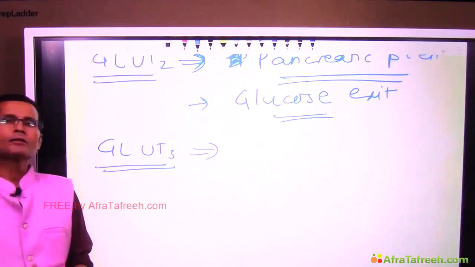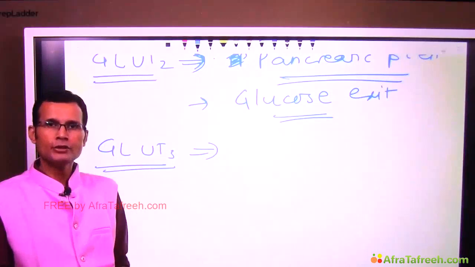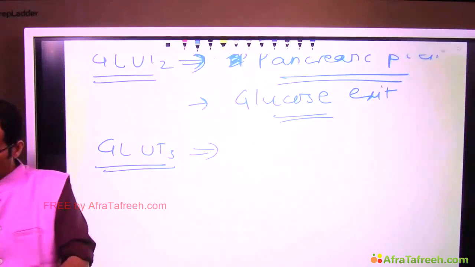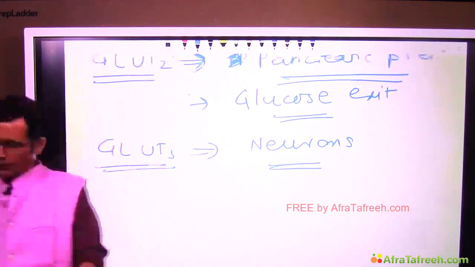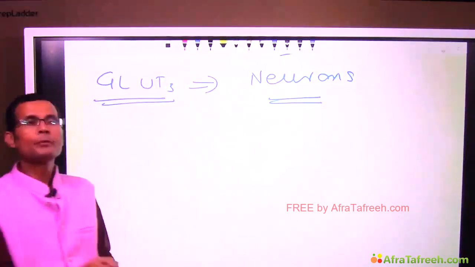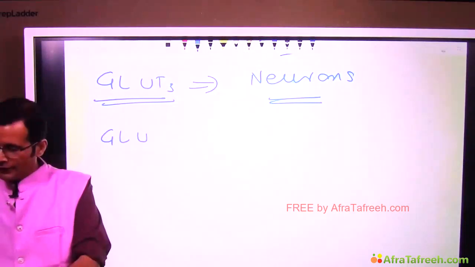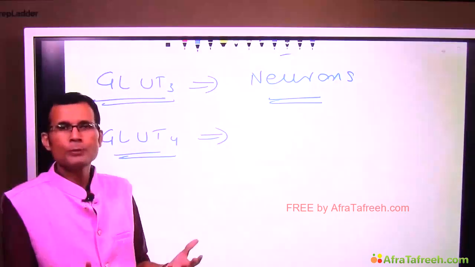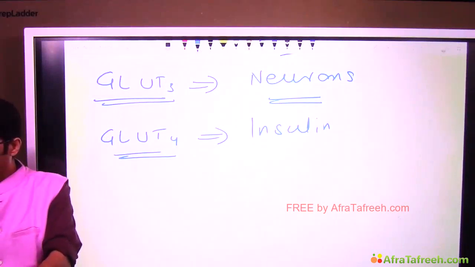GLUT3, this question was asked in some previous exams. Neuronal tissue predominantly has which GLUT? 1, 2, 3, 4. The answer was 3. Predominantly, okay. So neurons predominantly have GLUT3. They do have GLUT1 as well, but predominant transport of glucose into the neurons occurs by GLUT3. And then of course our favorite one, GLUT4. This you must be knowing very well. It's called the insulin dependent glucose transporter.